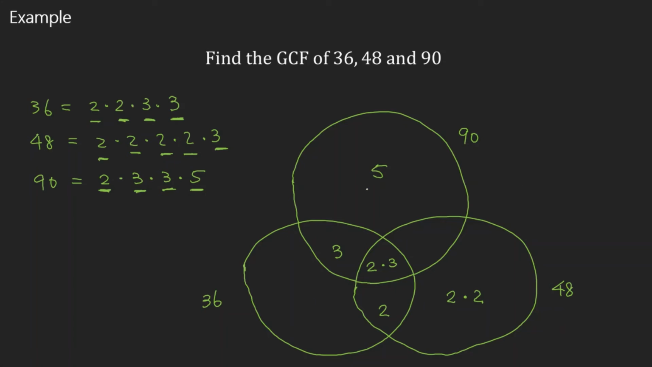So if you look at this Venn diagram, where all 3 of these circles overlap is right here. And that is the greatest common factor area. Okay? So the greatest common factor for all 3 numbers is 2 times 3, which equals 6.